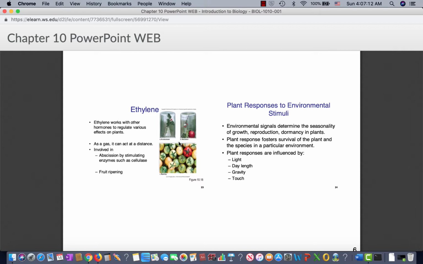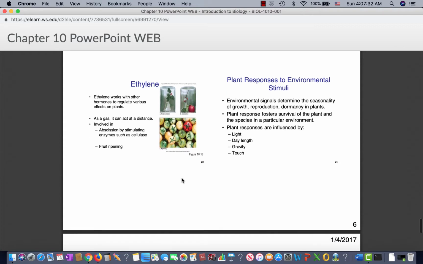Ethylene does a bunch of stuff, but basically, it's a gas, so it can act at a distance, so plants can affect each other with it, and it stimulates enzymes such as cellulase. Basically, just know that it ripens fruit. If you put an apple in a brown paper bag with some bananas, the bananas will ripen faster because the apple is giving off ethylene. That's really all you have to know about it.